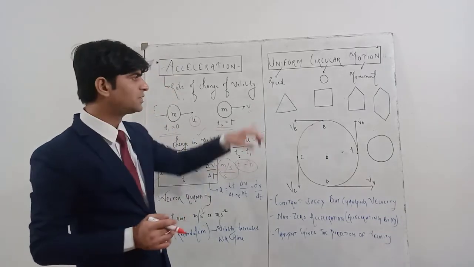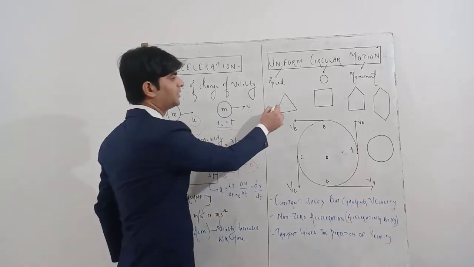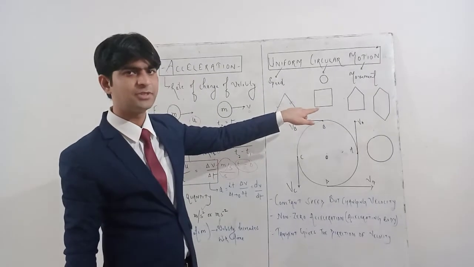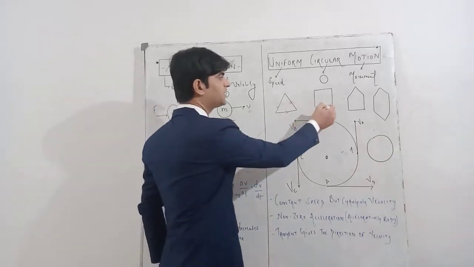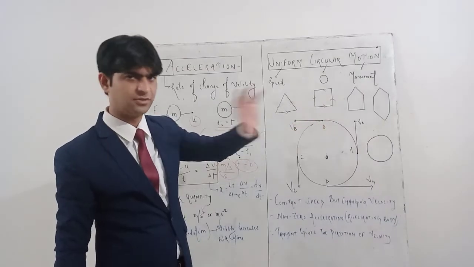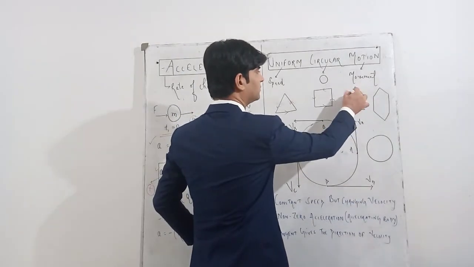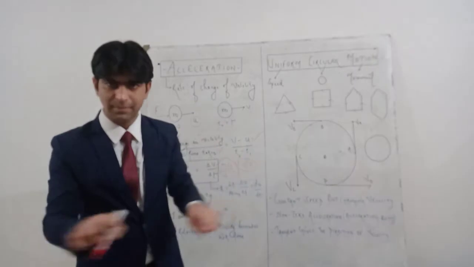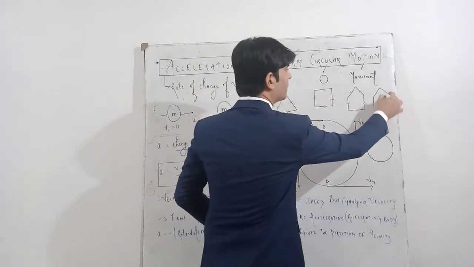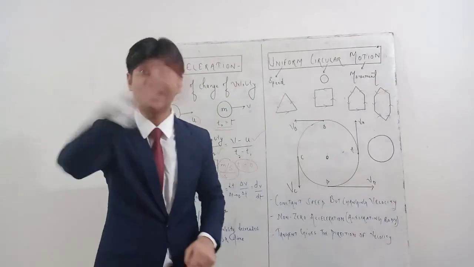Now suppose we are moving in a triangular path, how many times will the direction change? 3 times. If you move in a square or rectangular path, how many times will the direction change? 4 times, because 4 sides are there. In a pentagonal path, 5 times. In a hexagonal path, 6 sides, so 6 times. If you move in a circular path, how many times will the direction change?